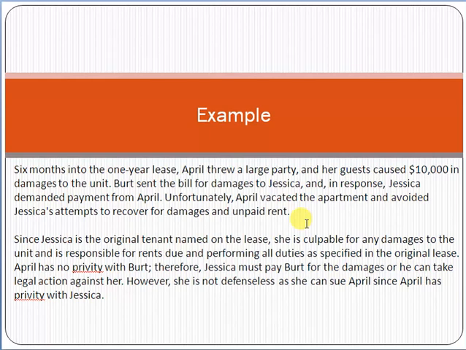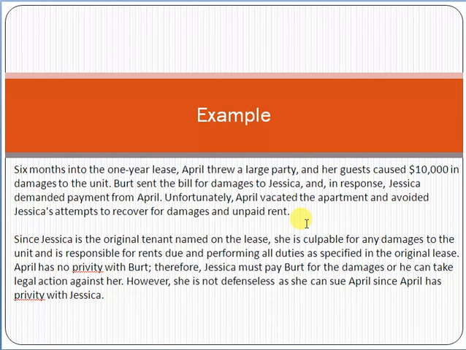Now try to understand the concept here. Jessica is not responsible for all the damage. April was responsible for the damages. And what are the contractual obligations here? The owner of the flat has a contract with Jessica, but Jessica has not damaged the flat. All the damages were done by April. But now see here, since Jessica is the original tenant named on the lease, she is culpable for any damages to the unit and is responsible for rents due and performing all duties as specified in the original lease.